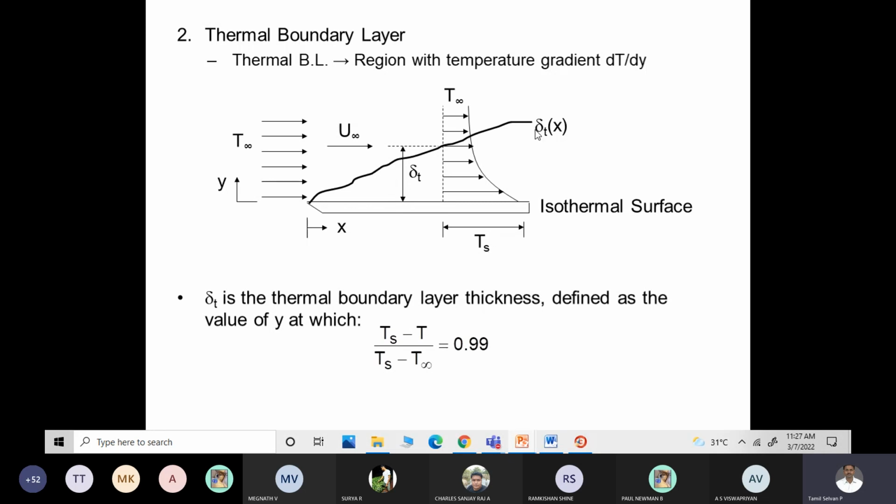So the maximum thickness will be at this end, the thermal boundary layer thickness, which is equivalent to 0.99 times the temperature difference between the solid and the fluid. Or at this point the temperature will be almost 99 percent of T infinity. So that's what you have to understand when we talk about the thermal boundary layer thickness.